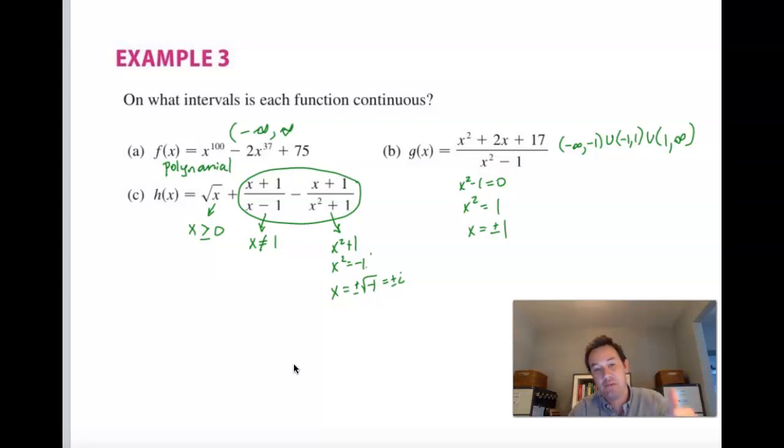So I just need x to be positive and it can't be 1. So my answer for this is going to be bracket 0 to 1, parentheses, union 1 to infinity. So I made it all the positive numbers except 1 and included 0.